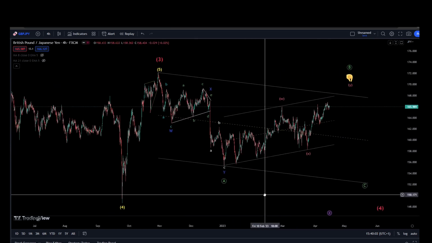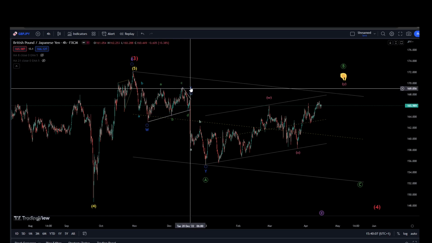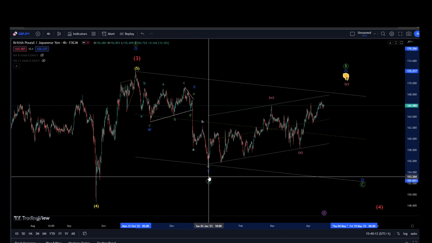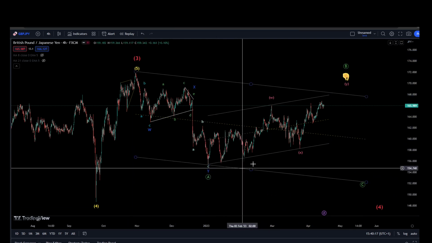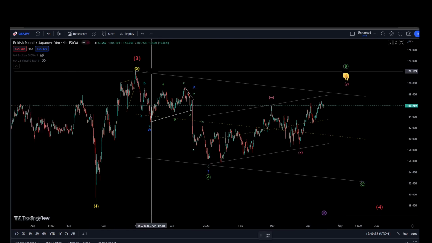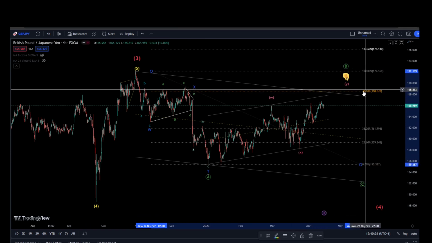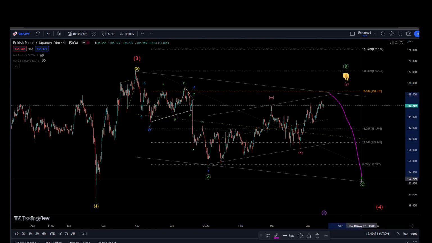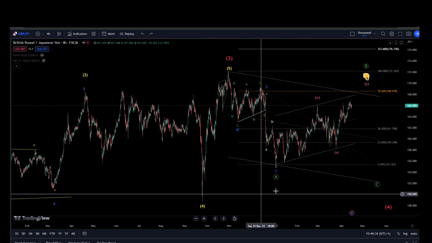What we have here is simply an A, B, C into a wave W. We have a nice A, B, C, D, E as a wave X into a triangle. And then we have an A, B, C into a wave Y, giving us our wave A, a WXY. Then we have a nice WXY here into a wave B. I'm looking at around maybe 61 to 78.6% around this level, where we could potentially see price start dropping back down and giving us our C wave, and this will come down as far as it wants to go.